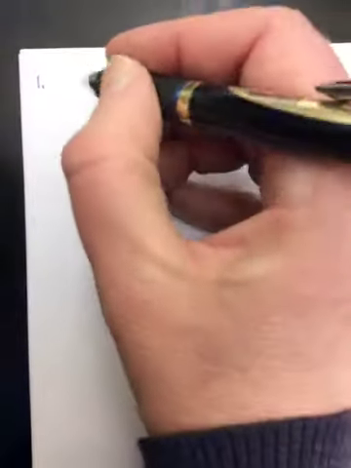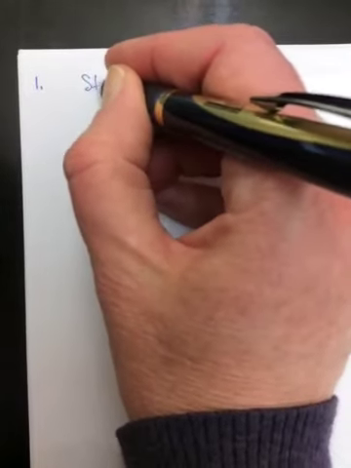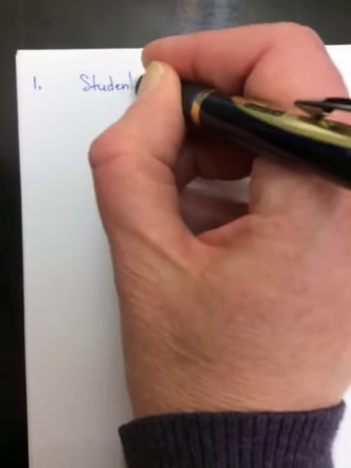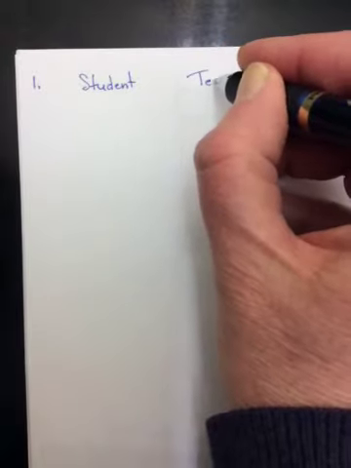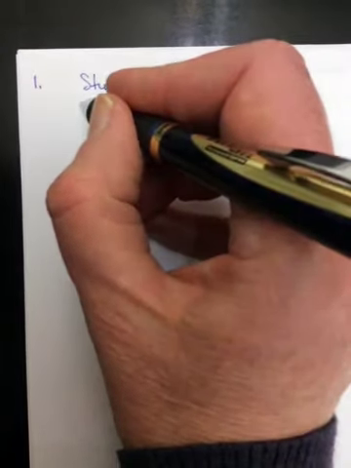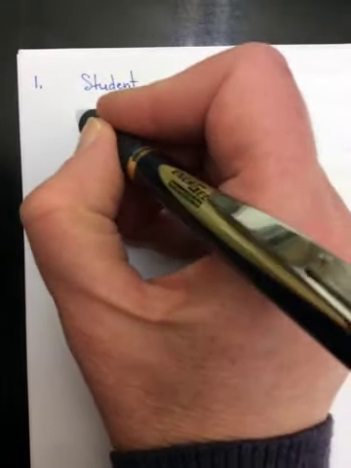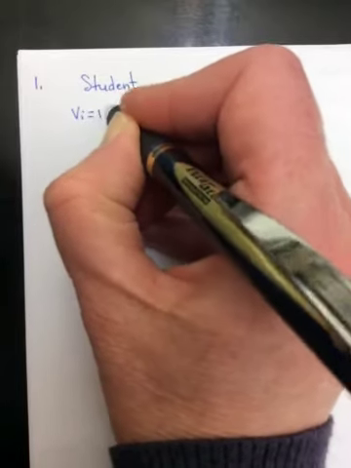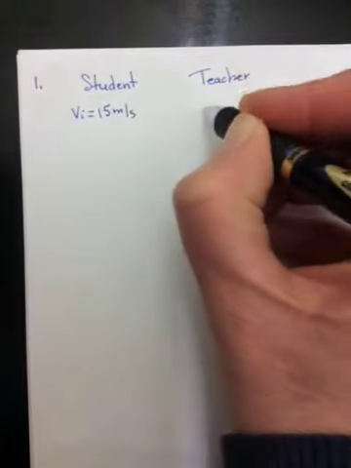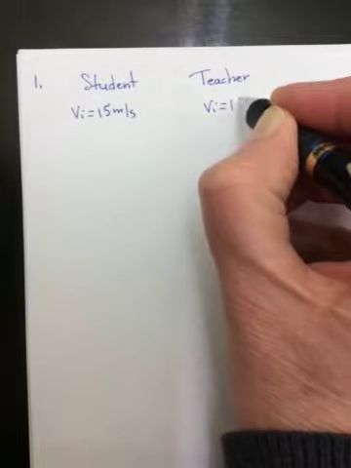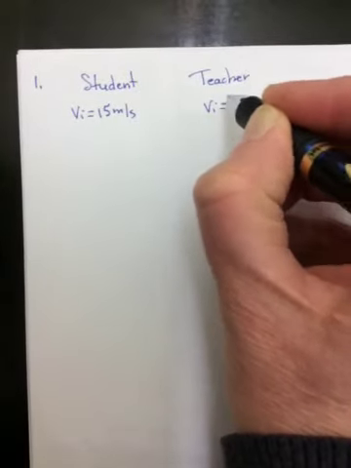So number 1, you're driving 64 meters behind your favorite physics teacher in your fancy car. Both of you are traveling 15 meters per second. So there's the student, or you, and the teacher. Okay? And it says both of you are traveling 15 meters per second. So your VI is 15 meters per second, and the teacher's VI is 15 meters per second.